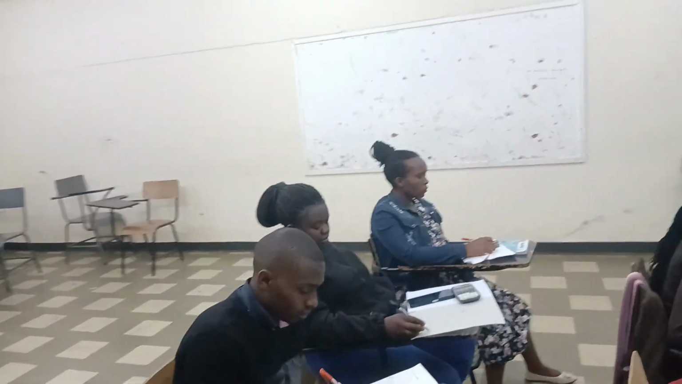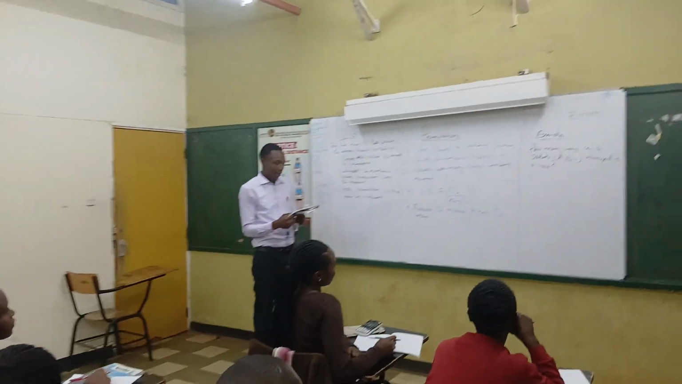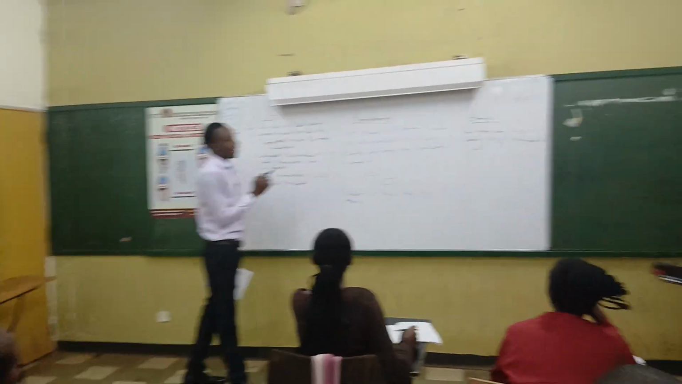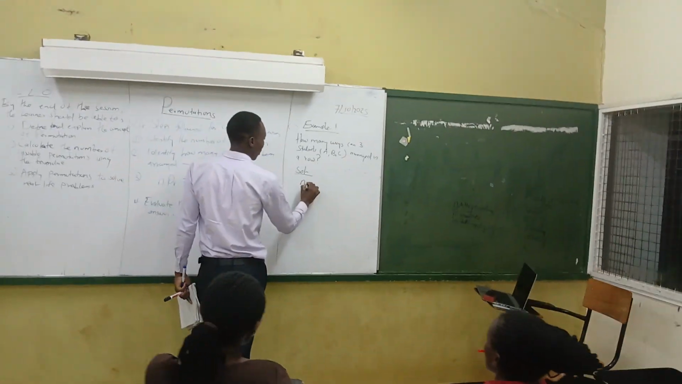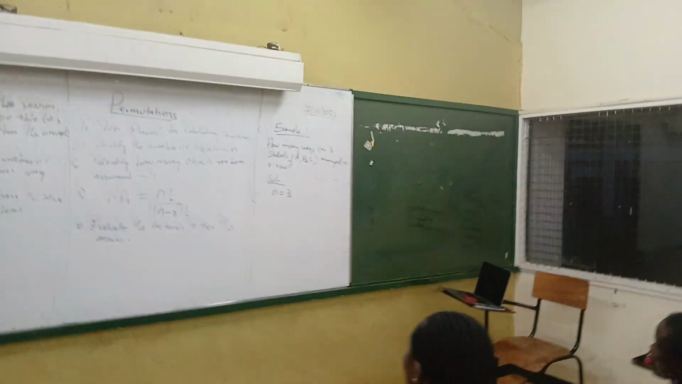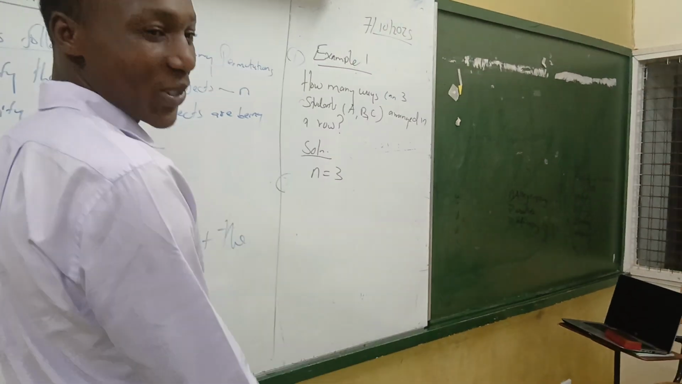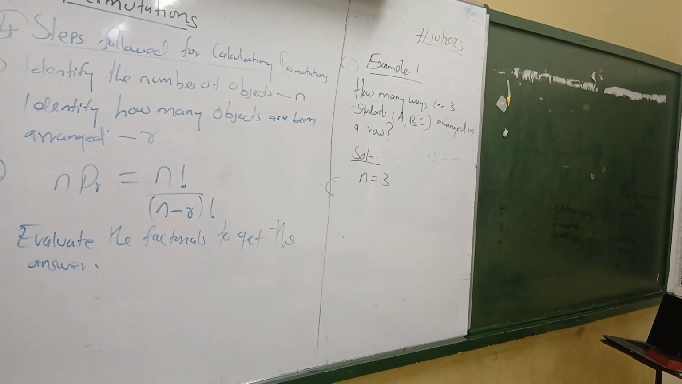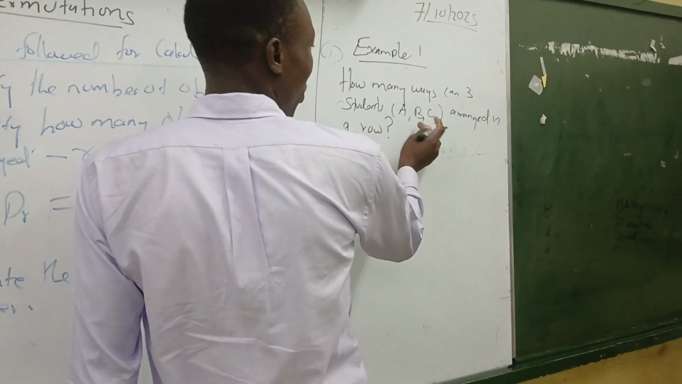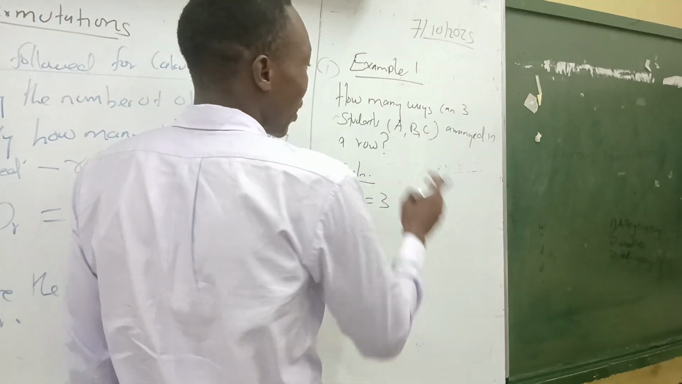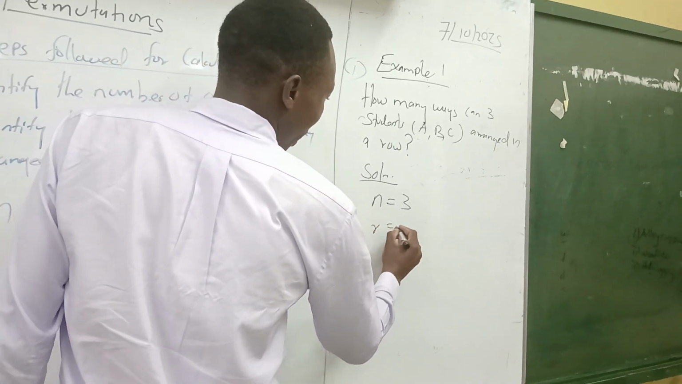So step number 1, following the steps you've given, what are we supposed to identify first? n. Now, from this example, what is our n? 3. So our n is 3. About our r? It will be 3, since we have the objects A, B, and C. The r will be 3 because we are choosing from 3 students, not student 1, 2, and 3. So we have our r again being 3.